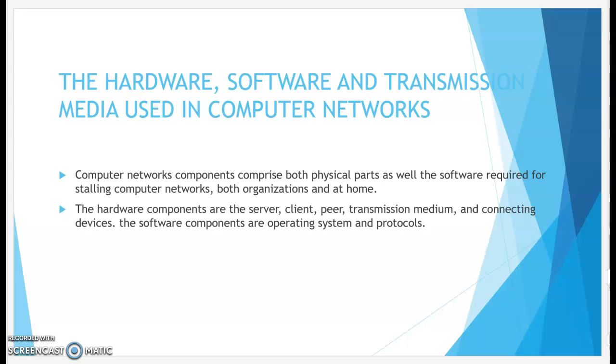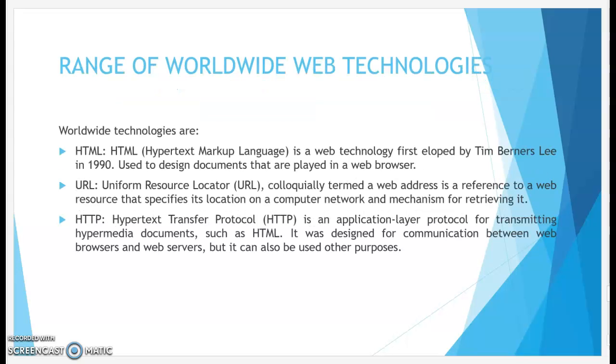The hardware, software, and transmission media used in computer networks. Computer network components comprise both physical parts as well as the software required for scaling computer networks, both in organizations and at home. The hardware components are the server, client, peer, transmission medium, and connecting device. The software components are the operating system and protocols.